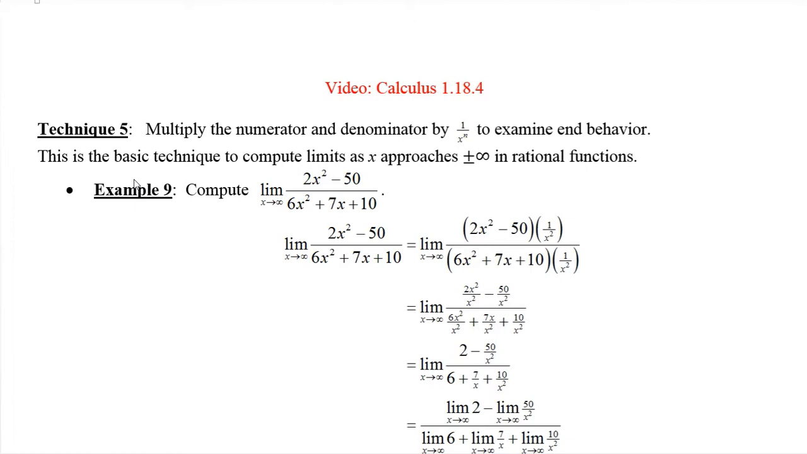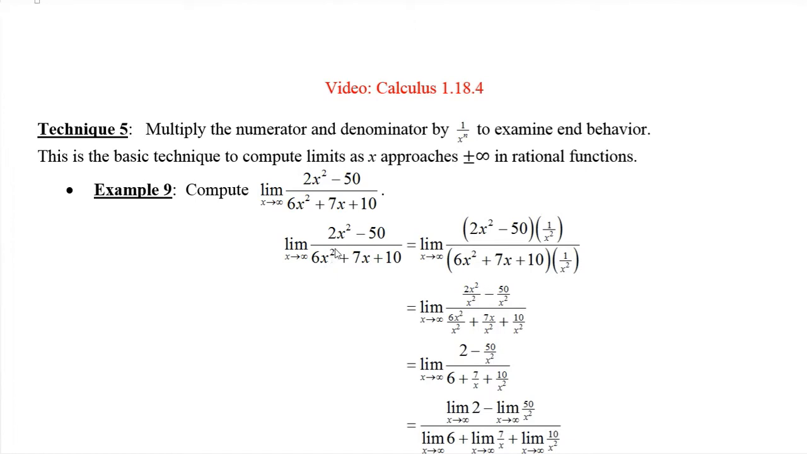Now, in rational functions, usually when you try to take limits as x goes to infinity, you get the indeterminate form infinity over infinity, because the polynomials in the numerator and denominator, unless they're constants, are always going to go toward infinity or minus infinity as we let x go to infinity. As x goes to minus infinity, we get a similar result. So these are going to be indeterminate forms, and this little technique shows you something that we can do here.